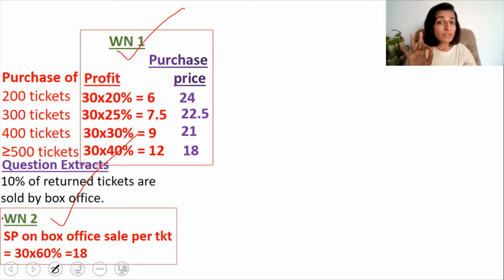So with these workings, that is working note 1 and working note 2, we shall construct the payoff table. Now there could be 3 situations. 1, the ticket agent is able to sell the tickets to the public. The second is the ticket agent cannot sell the tickets to the public and he returns it to the box office, for which he gets $18 per ticket if the box office is able to sell the tickets. Now the third situation is the ticket agent is not able to sell the tickets and he returns it to the box office. And the box office is also not able to sell the tickets, for which he will not get any amount. That is, the selling price will be 0 in such case.